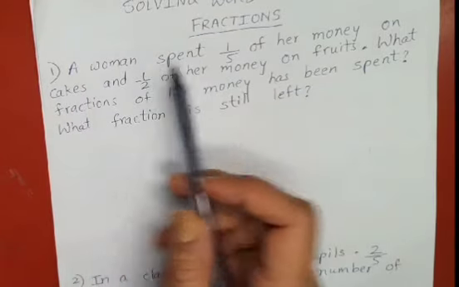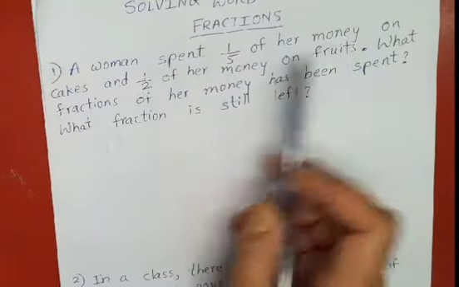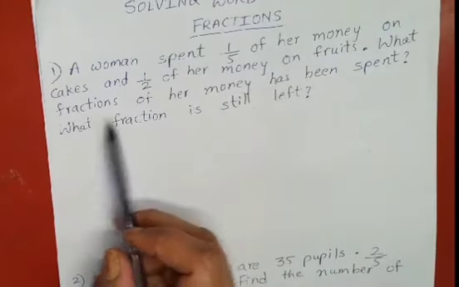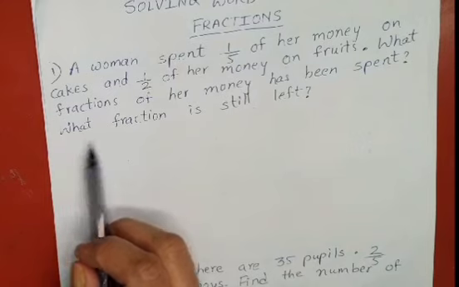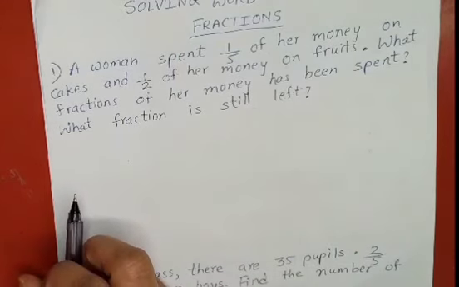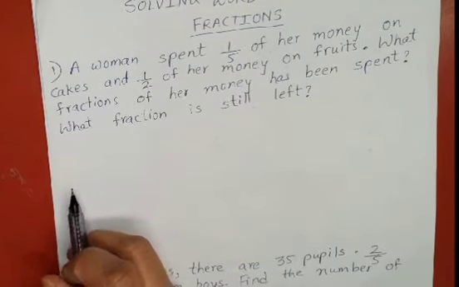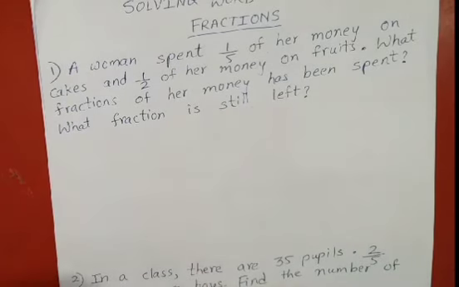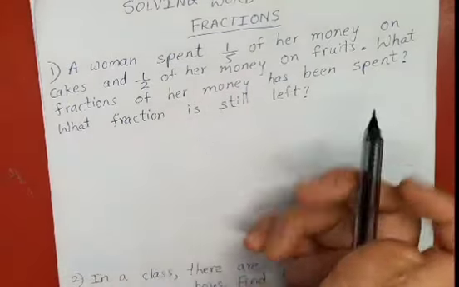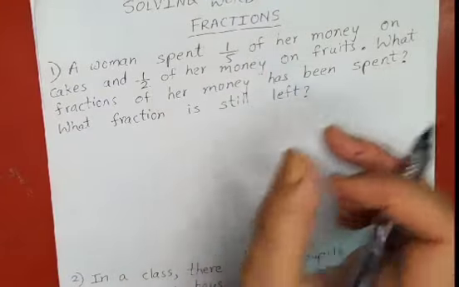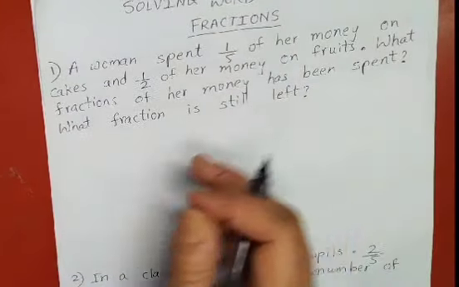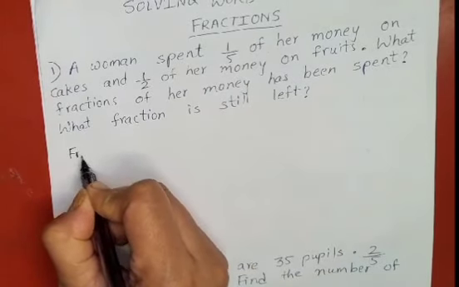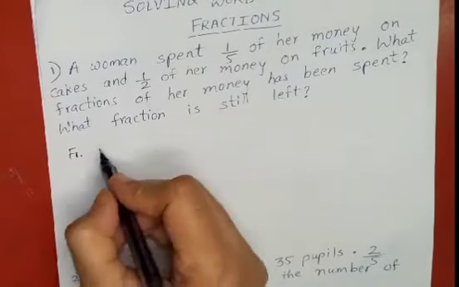A woman spent 1/5 of her money on cakes and 1/2 of her money on fruits. What fraction of her money has been spent? What fraction is still left? Now, in order to find the fraction of money she has spent, we have to combine the money which she has spent on cakes and on fruits. So, for combining, we have to do the addition.